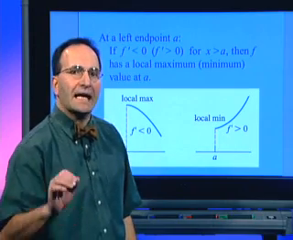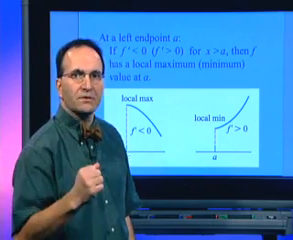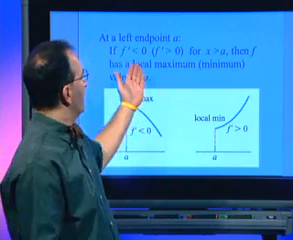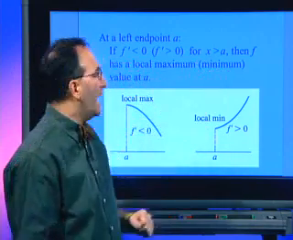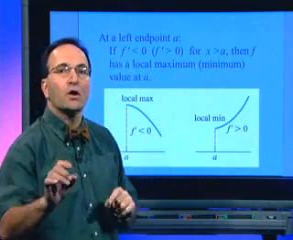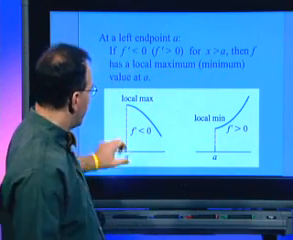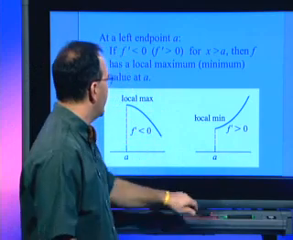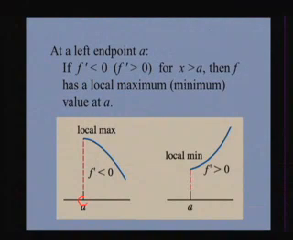Now let's take a look at a left endpoint, which we've labeled a. If the first derivative is negative for x being greater than a, then f has a local maximum. So let's look at this picture. Here's our a value. We're saying that the first derivative is negative, that is, the slopes are negative, and we're looking at x values which are greater than a. Then we have a local maximum point.